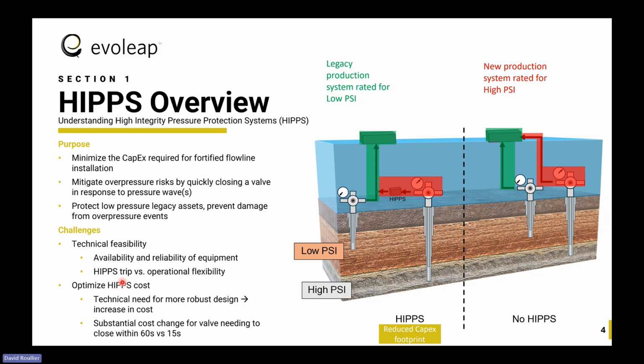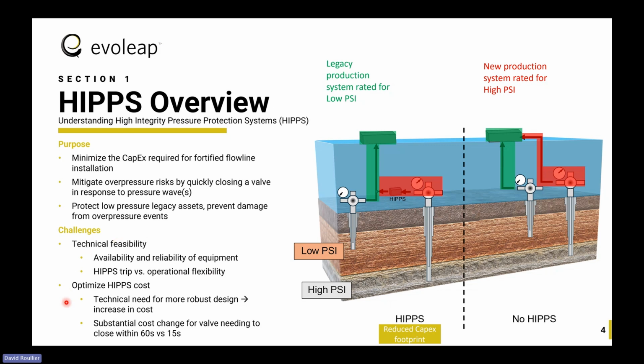And you also need to have operational flexibility because you don't want to be operating too near to the HIPPS trip point that you're going to have a spurious trip every time. So not every field is suited for a HIPPS because it just may not be technically feasible.